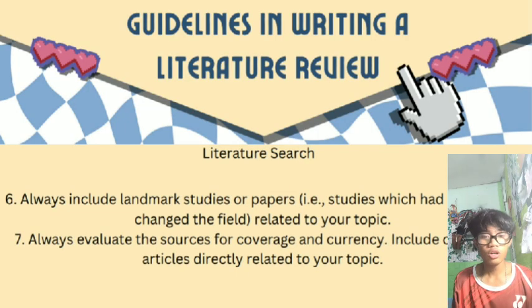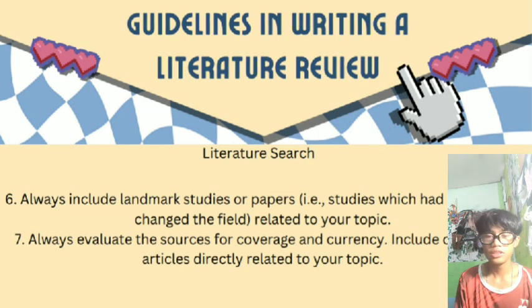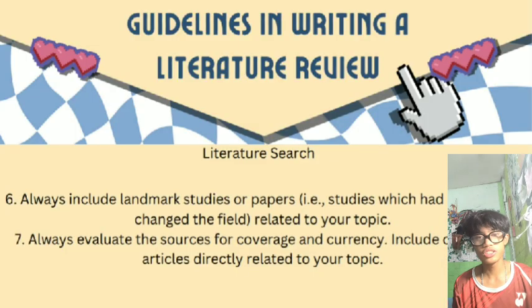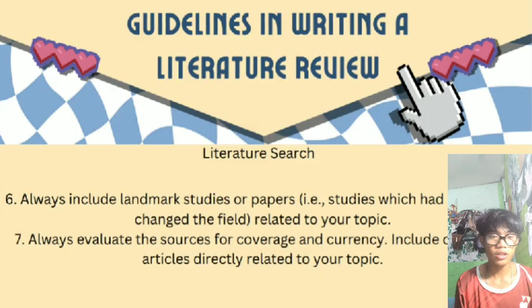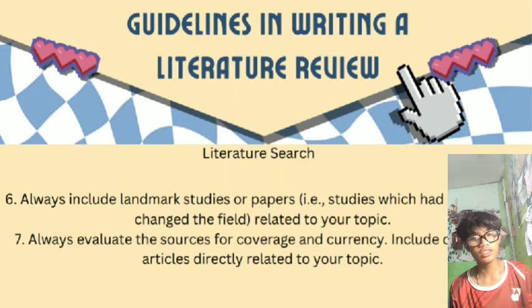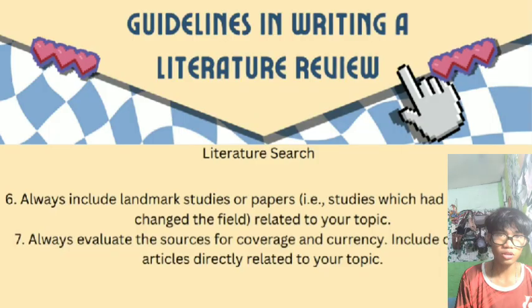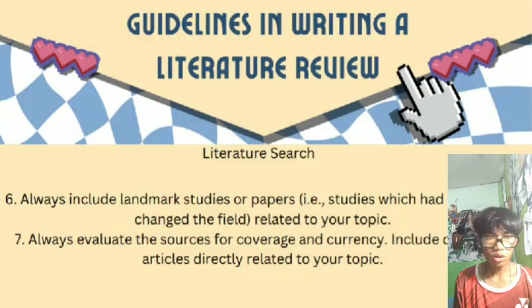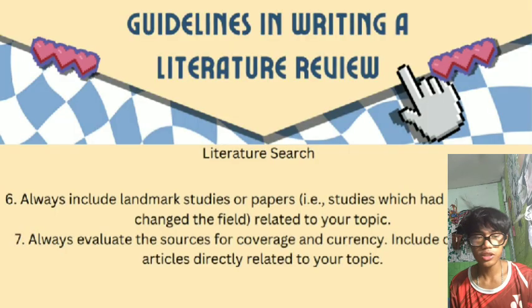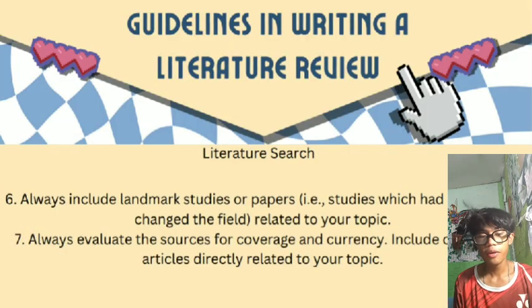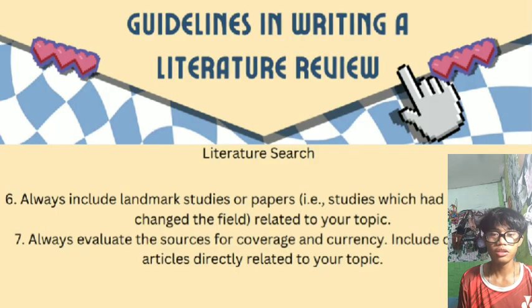Number 6. Always include studies or papers which had remarkably changed the field that is related to your topic, as it shows that we should include the important past studies that show how the field has developed over time. Then, lastly, number 7, always evaluate the sources for coverage and currency. Include only those articles directly related to your topic. It is by making sure that your sources are reliable, and it helps to keep your information accurate and also up to date.